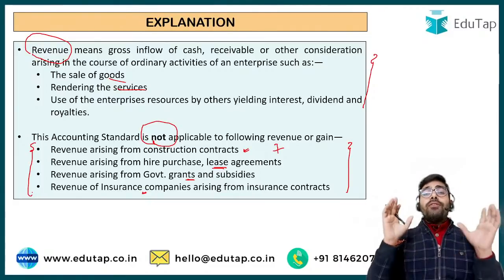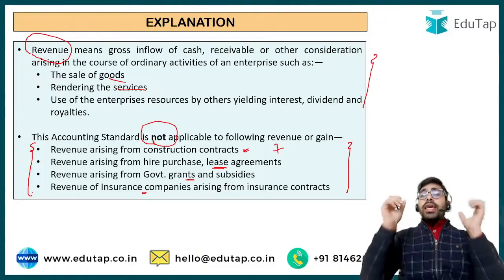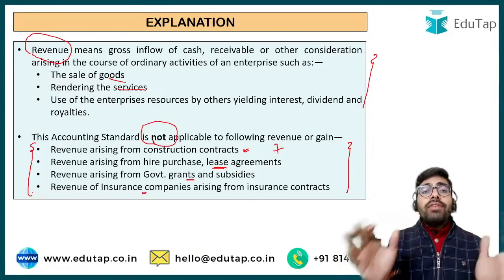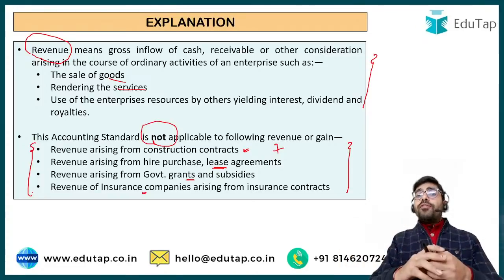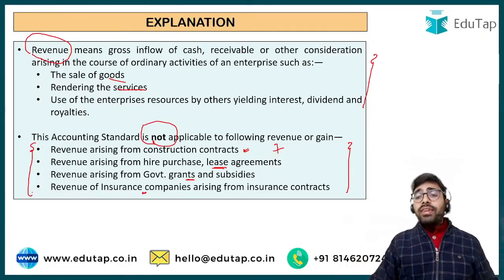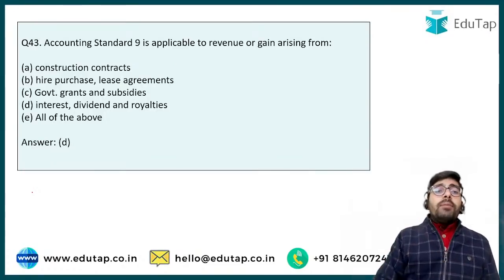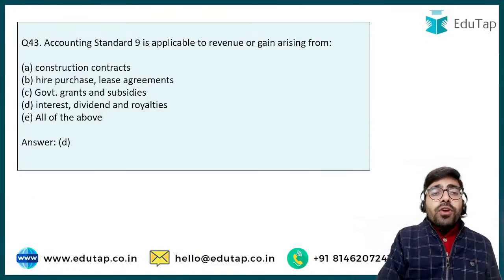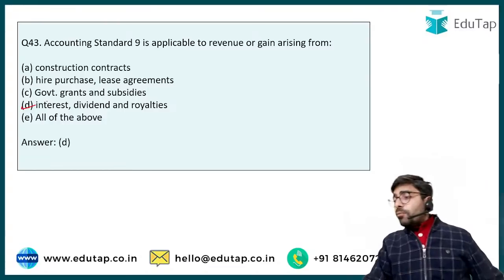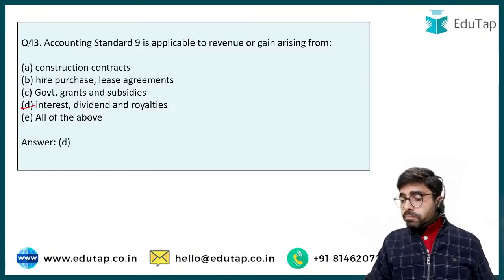This is something you have to remember, you have to learn कि accounting standard 9 talks about revenue, and this revenue from sale of goods, services and interest, dividend and royalty. So this is something that you have to learn. तो आंसर यहाँ पे होगा ऑप्शन नंबर डी का. Most of you guys have answered it correctly.